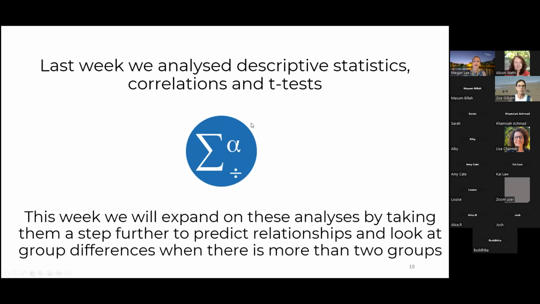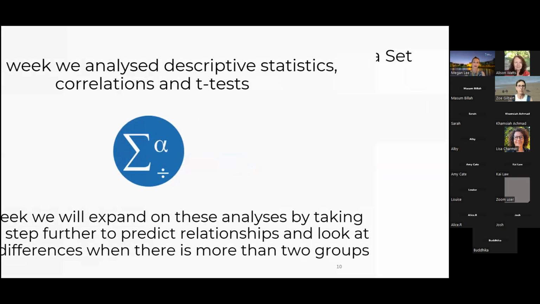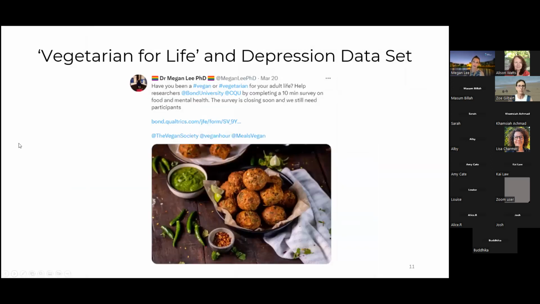So last week we analyzed descriptive statistics, correlations, and t-tests. This week we will expand on these analyses by looking at predictions of relationships and group differences with more than two groups. As said before, we are working on a live data set. This is a Vegetarian for Life data set that I started recruiting in March. It closed 2 weeks ago, so it's very new.